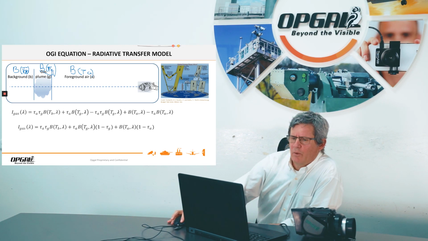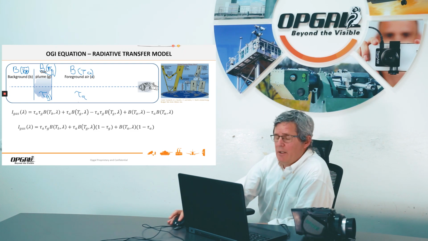Now, each of these layers transmits this energy, but when this energy leaves this layer into this layer, it's also being absorbed by this layer, and we need to write here tau of the gas. And here we have the tau of the air. This is the transmission of this layer and this layer.